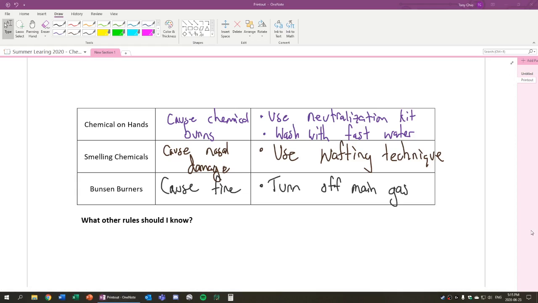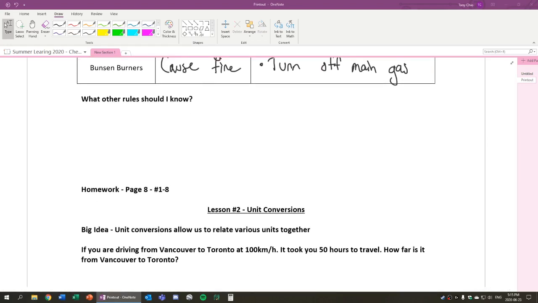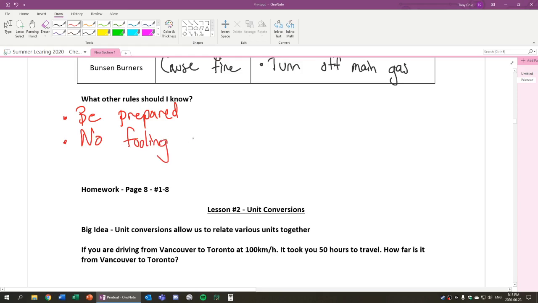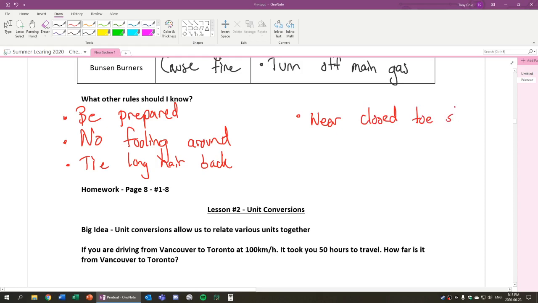Now, the last thing we want to talk about is what other rules you should know for this class. Well, the first major rule that you should always know is this: be prepared. If you're prepared for a lab, you know what to expect. That is one of the most important things that you can do. Number two, no fooling around. Because sometimes, for example, you could bump into someone, that person might have an acid in their beaker, and now that acid will spill. So there's no fooling around. Tie long hair back. Wear closed-toe shoes. And last but not least, remove dangling clothing.